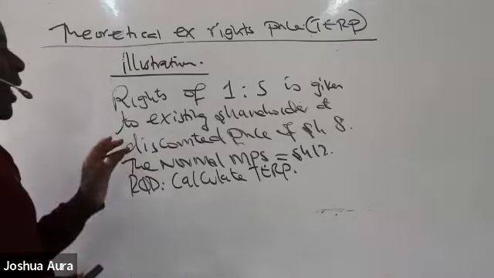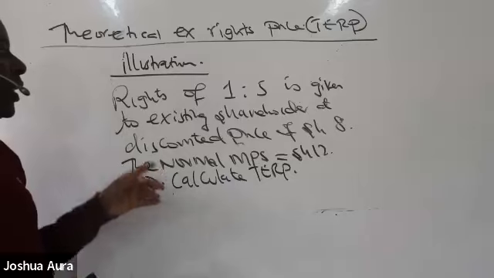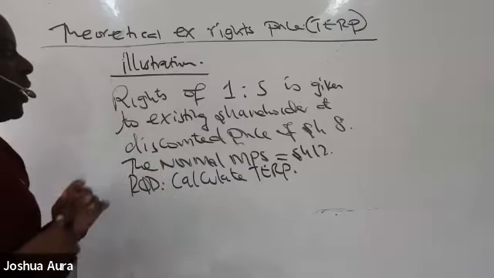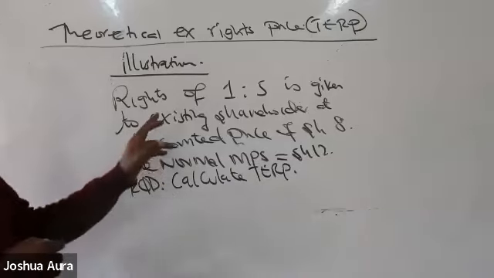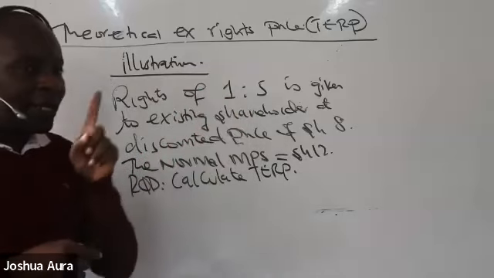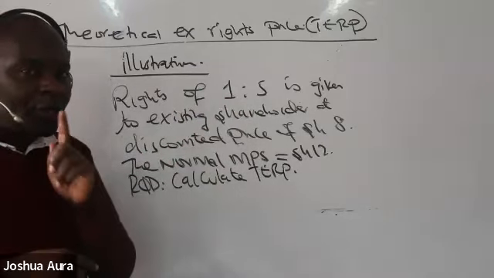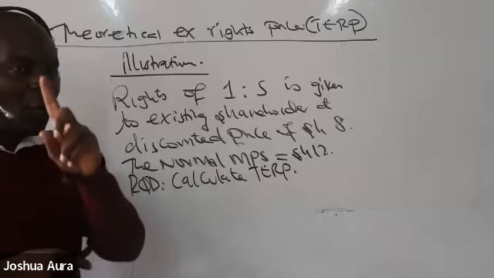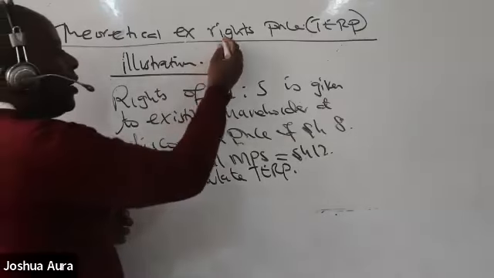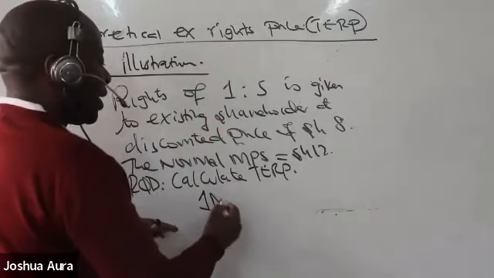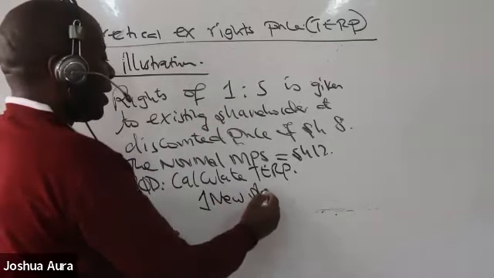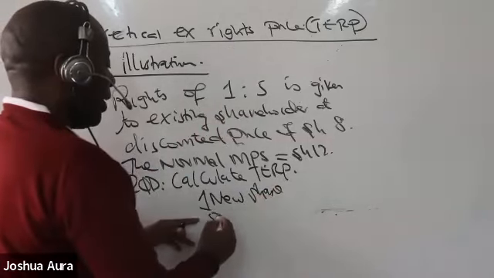So then, is there anybody who is able to calculate this theoretical X rights price? Now, here you are supposed to know. We are giving one right for how many? 5. So it will be 1 new share for every 5 old. So this is 1 new share. 1 new share for every how many?